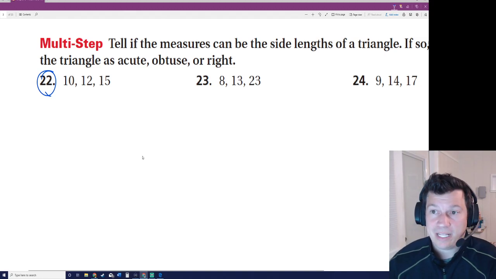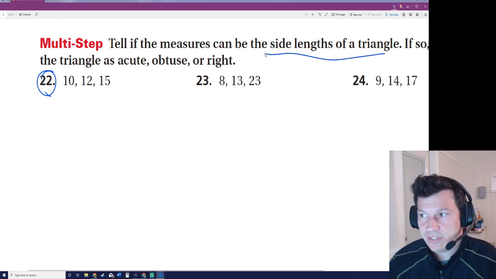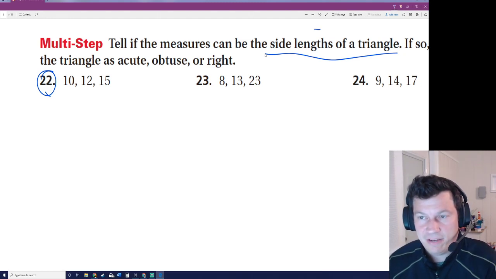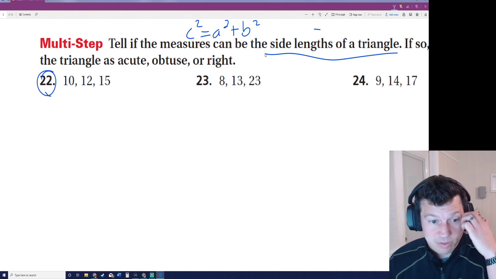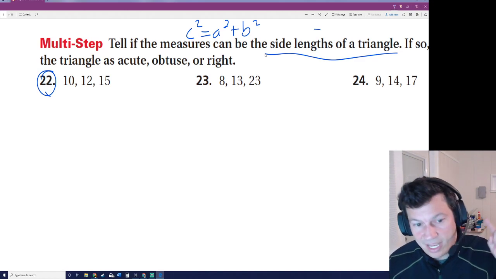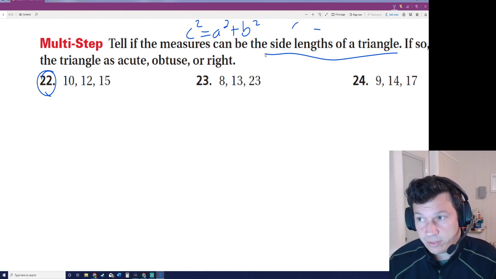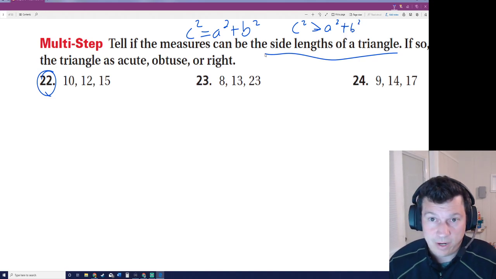Anyway, all right. So if I'm doing something like this, this one has a caveat. It says tell if the measures can be the side lengths of a triangle, so we may end up with one that doesn't work out. The idea is we look at c squared. If c squared equals a squared plus b squared, then it is in fact a right triangle. If c squared is bigger than a squared plus b squared, then it's obtuse. And if c squared is smaller than a squared plus b squared, then it's acute.